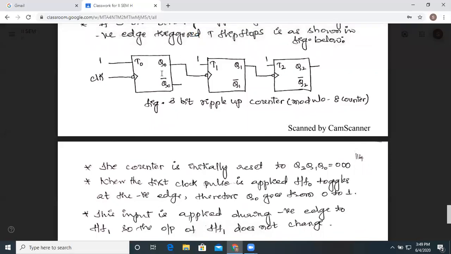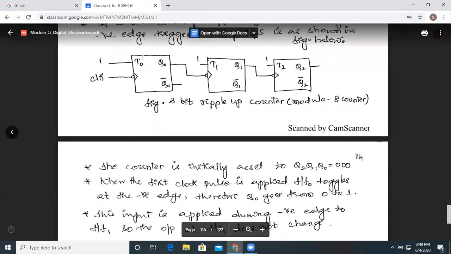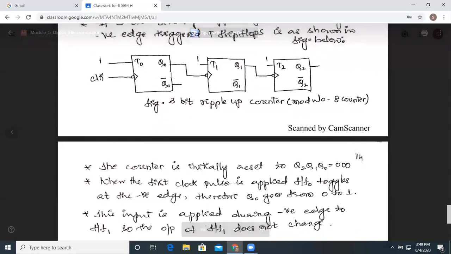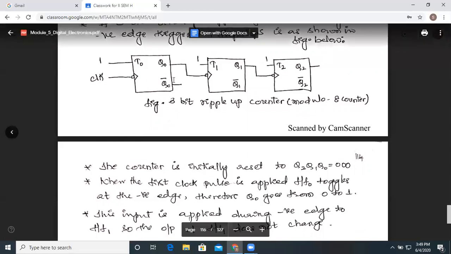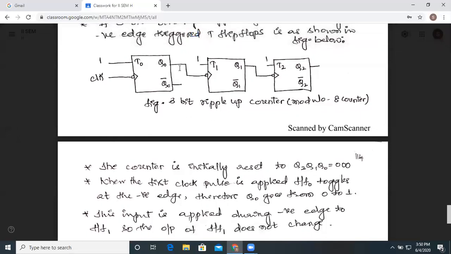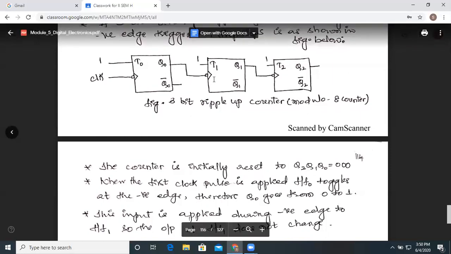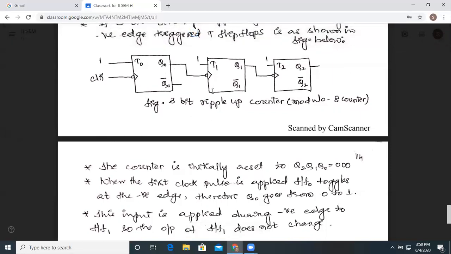So this flip-flop is going to toggle because here we have used a T flip-flop. So this flip-flop will toggle at the negative edge. Thereby the output of the first flip-flop, that is flip-flop 0, goes from 0 to 1. This input is applied during the negative edge of flip-flop 1, so the output of flip-flop 1 is not going to change.